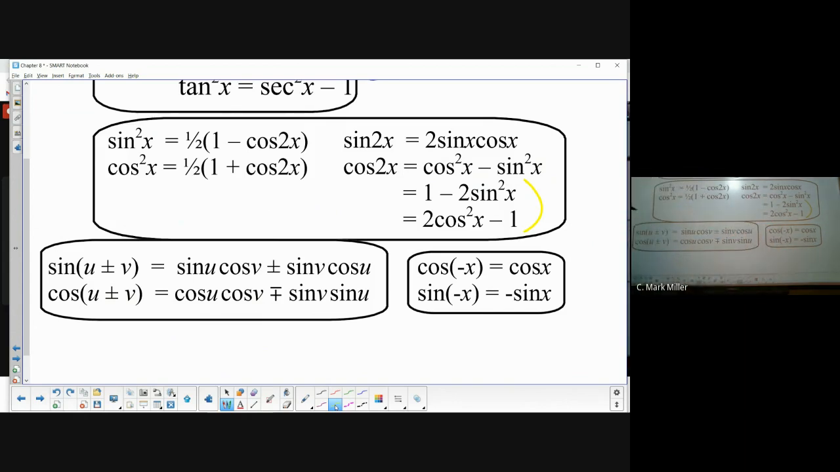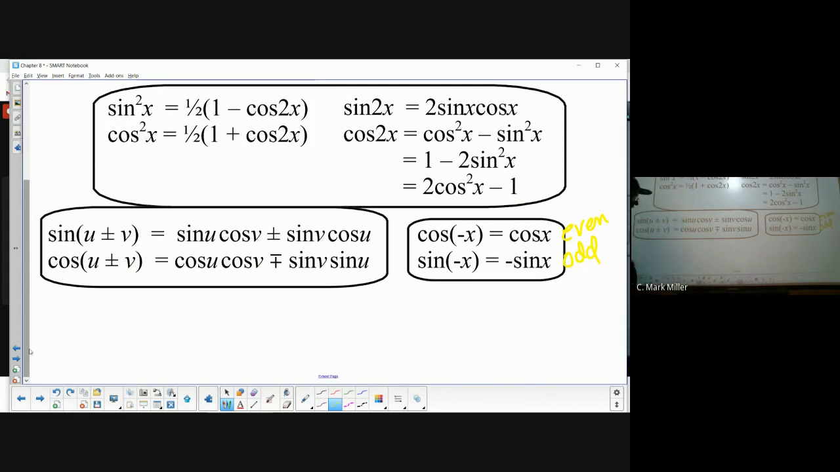All right. These are the even and odd identities. This is even. This means odd. The cosine of an angle is the same as the cosine of the negative of that angle. And if you remember the cosine curve, cosine looks like this.